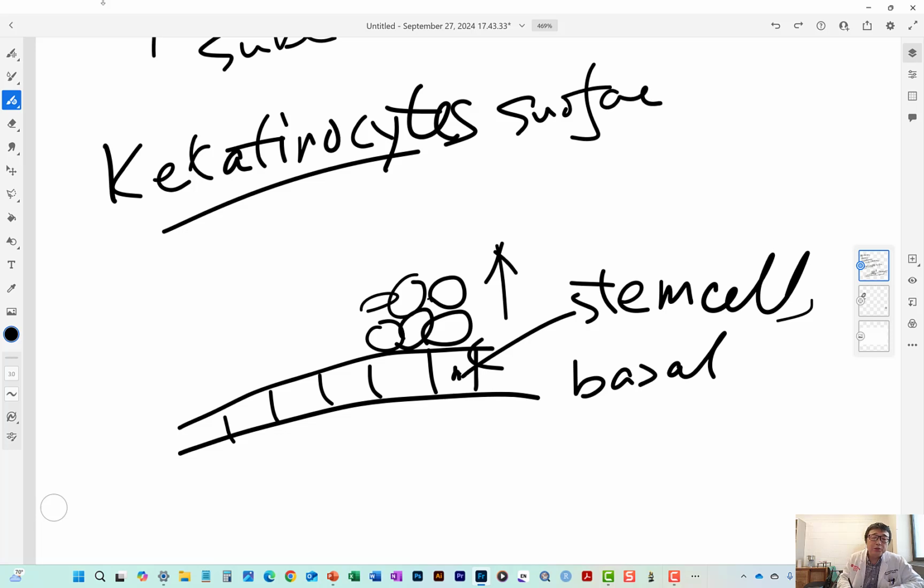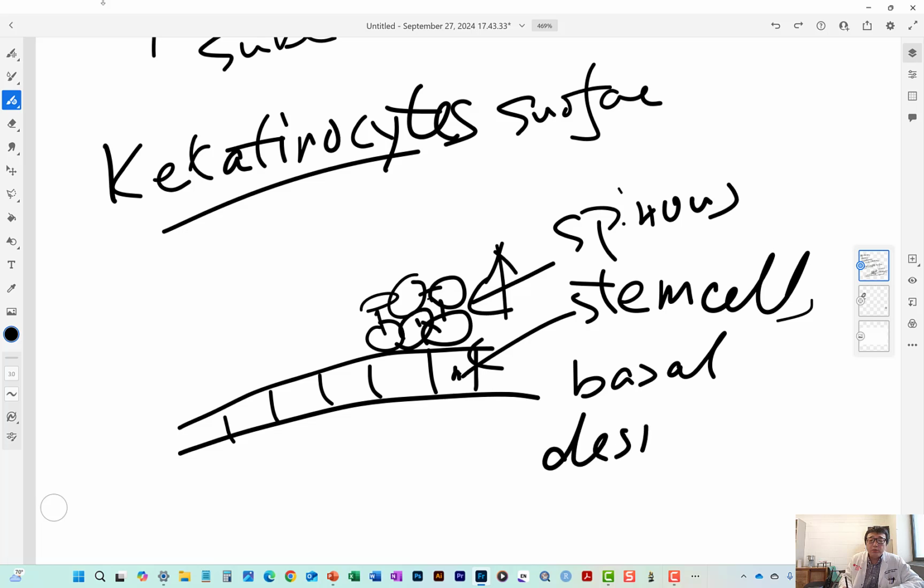And when they migrate, they also change. At the beginning, this is called the spinous layer. In the spinous layer, these keratinocytes are linked together with a cell-to-cell junction called desmosome. Desmosome is a kind of anchor between cells. They are strong enough to endure strong physical impact. And then they migrate up.